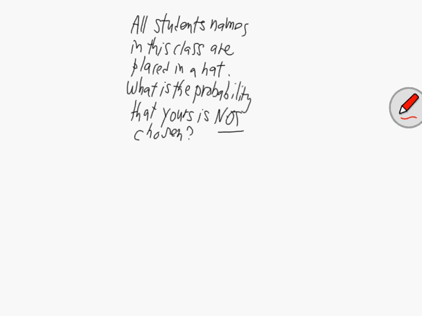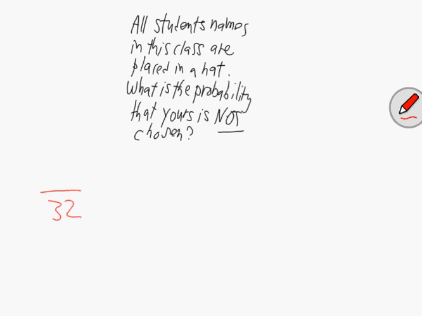Our next one, I think I got just enough time. So all the students' names in this class are placed in a hat. That is 32 students. What is the probability that yours is not chosen, since you are the only one, unless, of course, there are 2 Ellies or 2 Ellas or 2 Wills, or, God forbid, 2 Bradens.